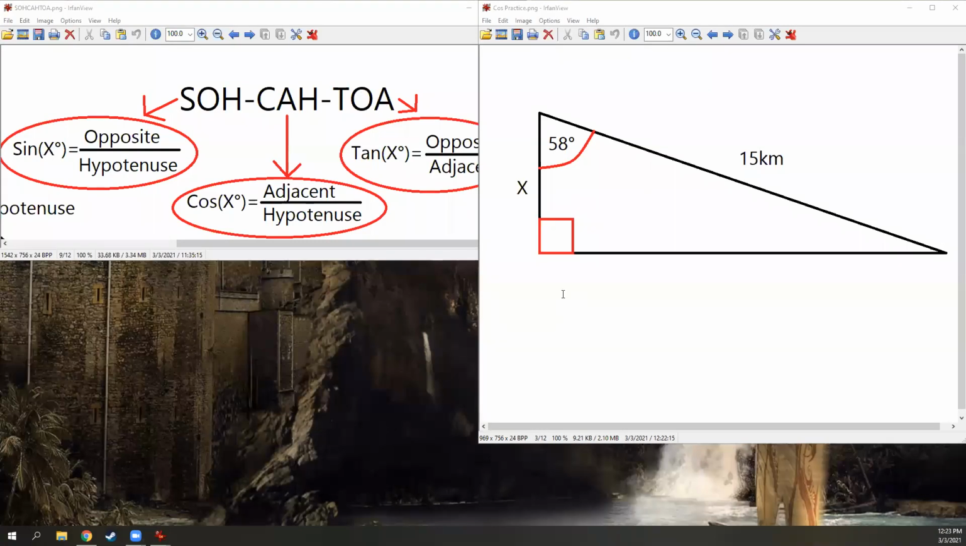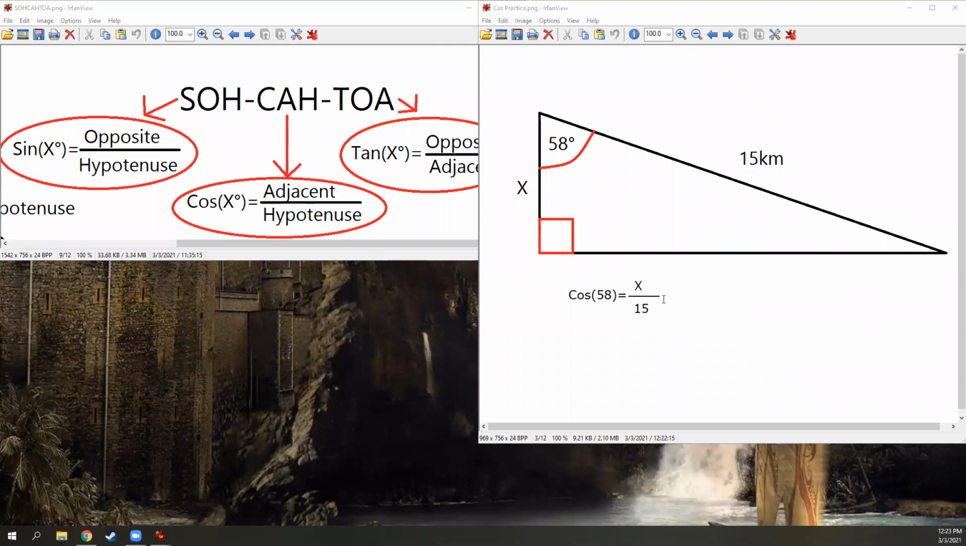So let's set it up. Cosine of the angle, which is 58, will equal our adjacent, which in this case is finally X, over our hypotenuse, which is 15. Cool. So what do we do here? This is different, right? X has been on the bottom every single time because I screwed up. So what do we do here?